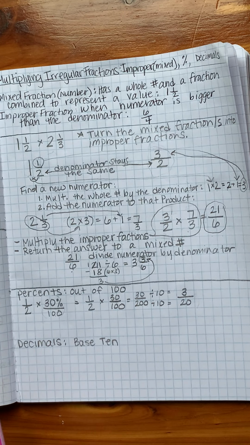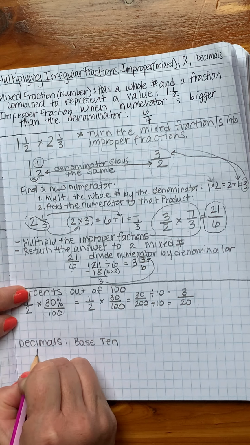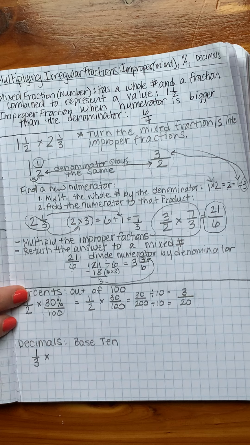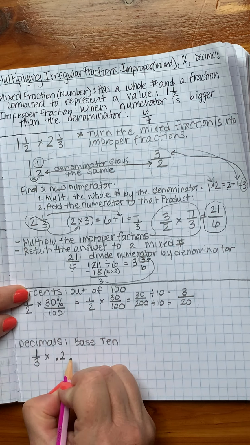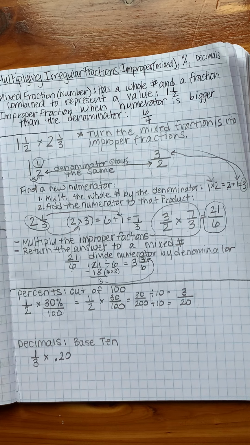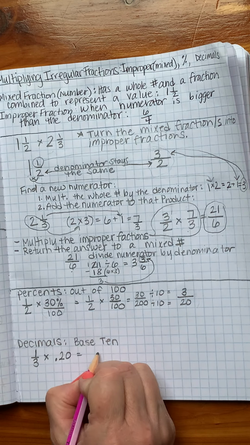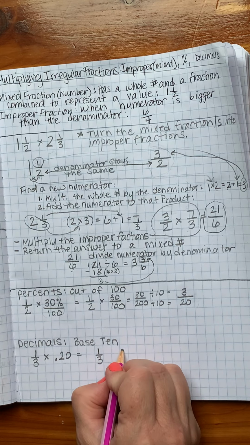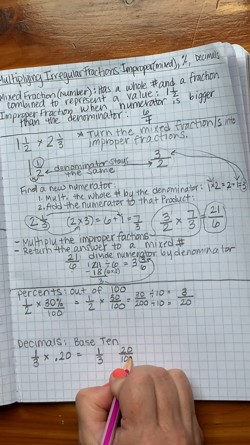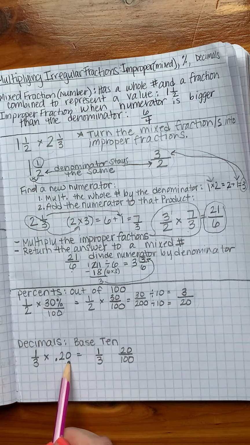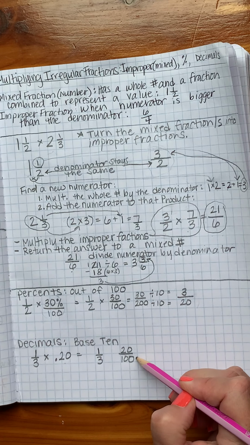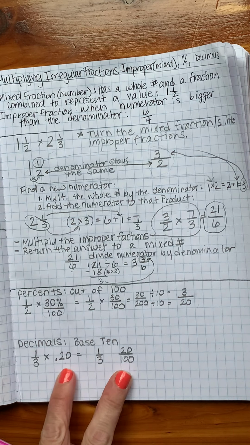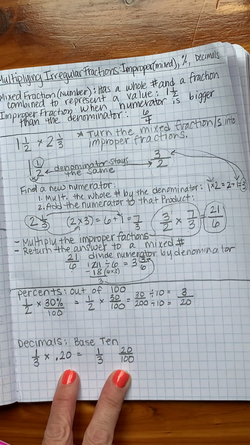So our example problem for decimals is going to be 1/3 times 20/100ths. Now, again, I'm going to keep the 1/3, and I'm going to think of 0.20 as 20/100ths. So when I read this decimal as twenty hundredths and I read this fraction as 20/100ths, they are equal. They mean the same thing. I use the same words to read those numbers.